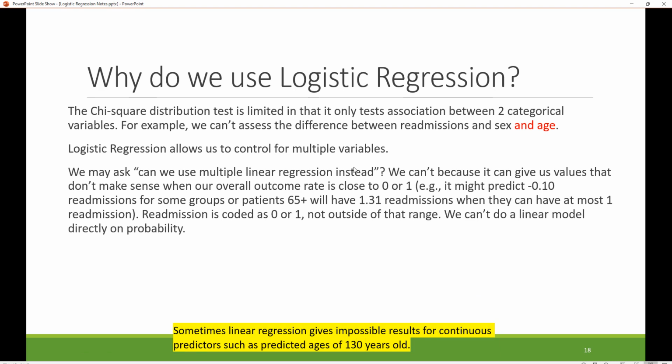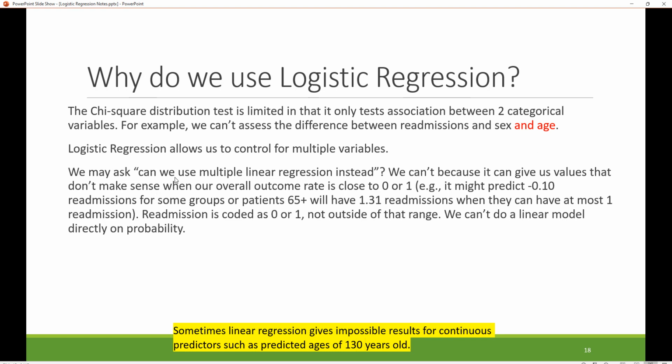And we may want to ask, why do we use logistic regression? We have distribution tests that allow us to do this. We can hand calculate odds ratios ourselves. But the chi-square distribution test is limited in that it only tests associations between 2 categorical variables. For example, we can't assess the difference between readmissions and sex and age. So we can only look at the association between 2 variables, but we can't add a third one in. Logistic regression allows us to control for multiple variables, not just age. We can add in diagnosis and many other predictors.